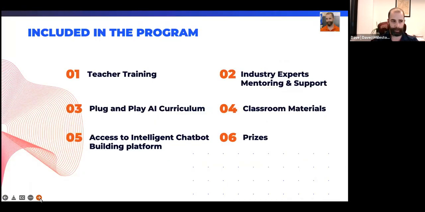Now, what comes with that? Because there's a few points that we know that are tough nuts for schools to crack. So the first one is teachers were not trained in this. Never mind the fact that the engineers are not trained in this unless you're in school right now. So everybody's having to learn this. So we have robust teacher training and support.